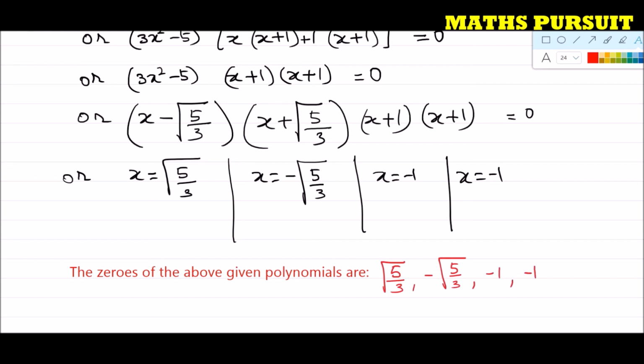Hope guys you understood this. These calculations are very simple and very straightforward, but the thing is that we need to do some calculation step by step so that we can reach our answer.